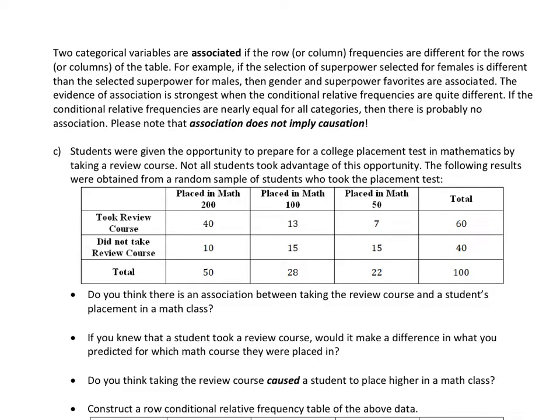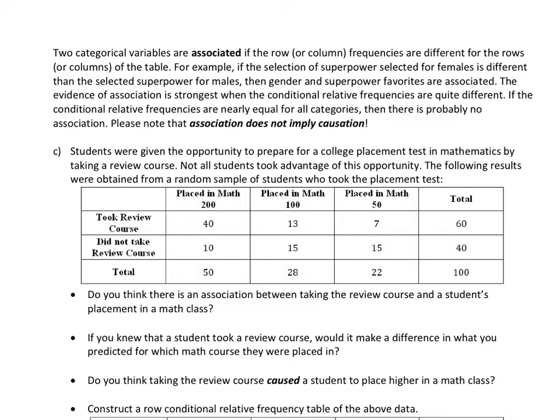Two categorical variables are associated if the row or column frequencies are different for the row or columns of the table. For example, if the selection of superpower selected for females is different than for males, then gender and superpower favorites are associated. The evidence of association is strongest when the conditional relative frequencies are quite different. If the conditional relative frequencies are nearly equal for all categories, then there's probably no association. Please note that association does not imply causation.